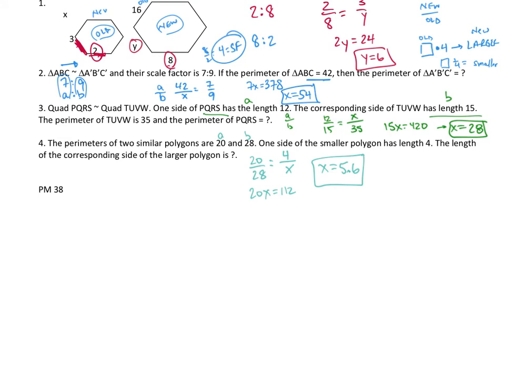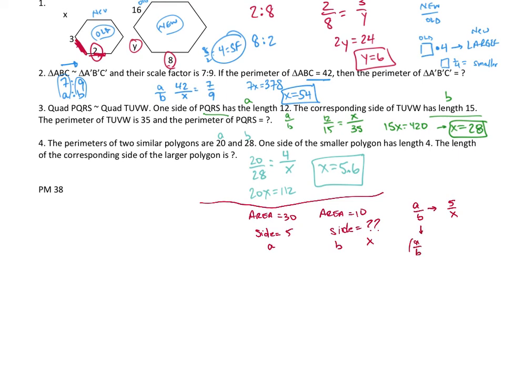Suppose I had two similar polygons, and the area of the first one is 30. The area of the second polygon is 10. So this is a completely different example. And one side length here is 5, and the other side length, I don't know. I want to try to find the other side length, so we'll call that side length x. Remember, the side lengths would be A to B. So if I took my ratio A to B, this would be 5 to x. If I square A to B, that's how I get the area ratio.